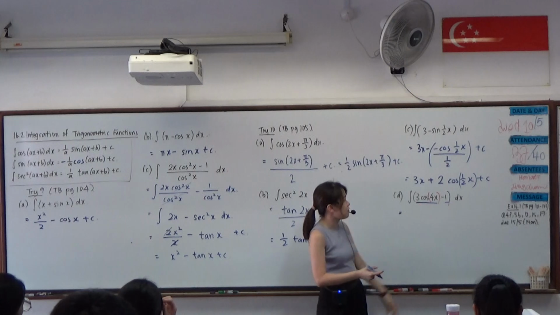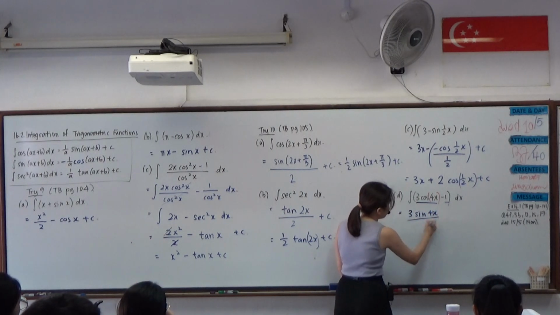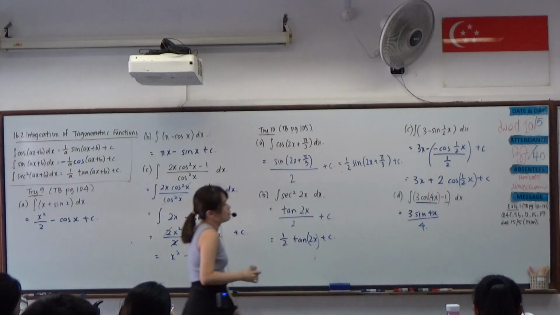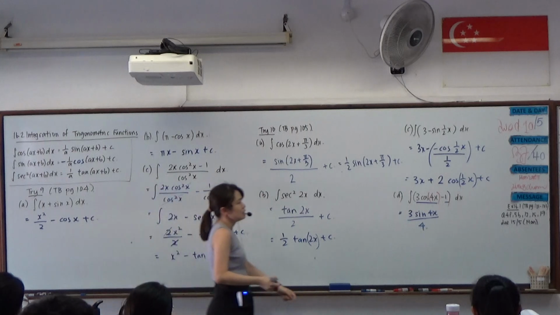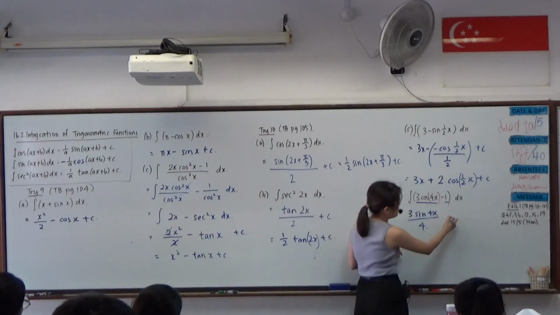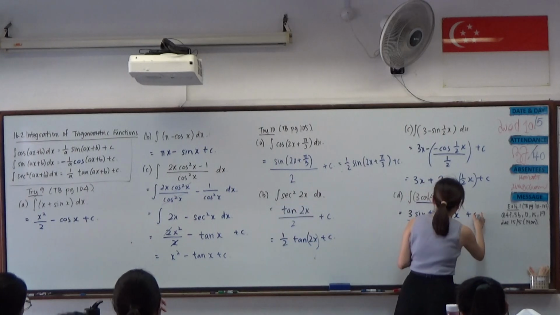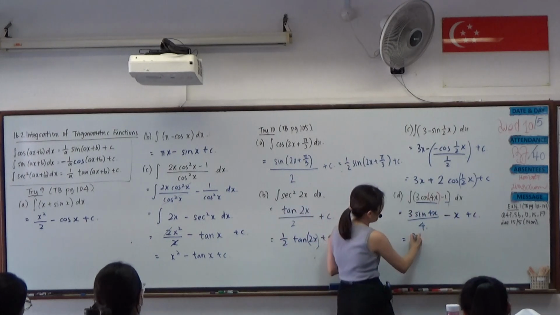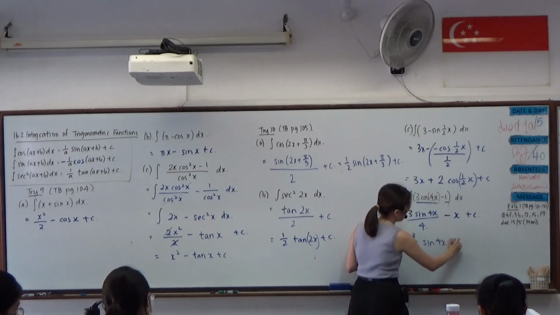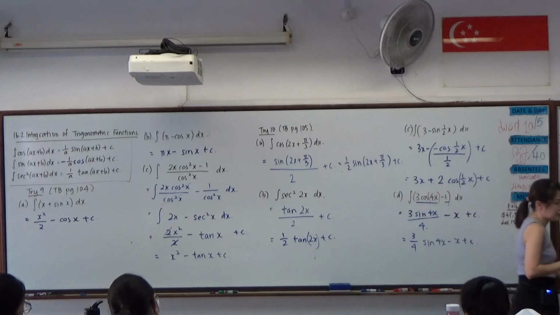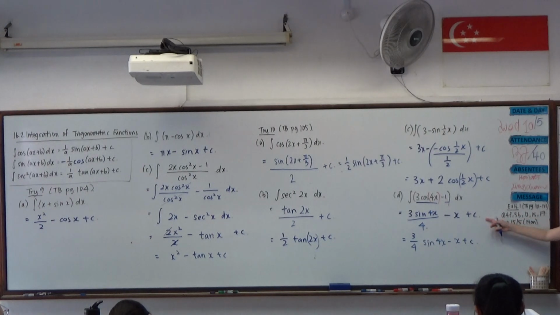So 3 cosine 4x will integrate to give us 3 sine 4x over 4, because when we integrate cosine, we will get a positive sine. Then we integrate the minus 1, that will give us a minus x. Then we plus c. If you want to rewrite things, you can write it as 3/4 sine 4x, that's fine. Or you want to leave it like this, also okay.